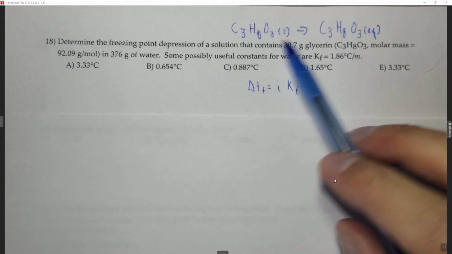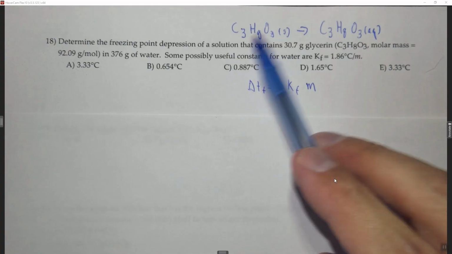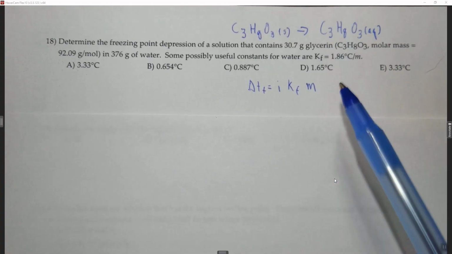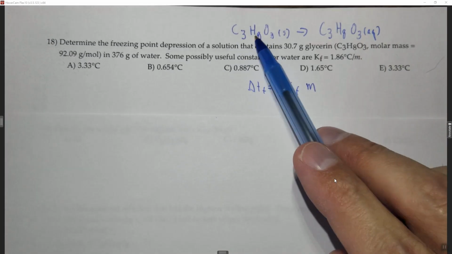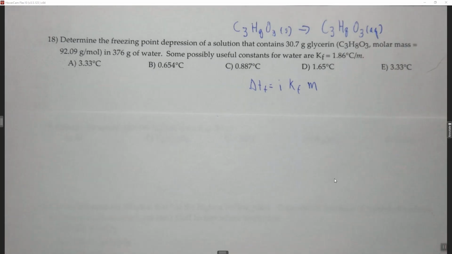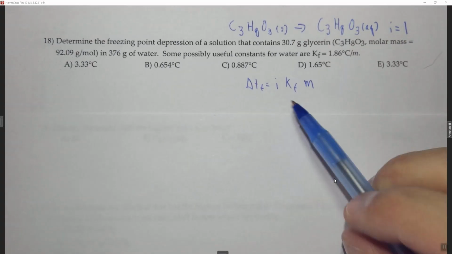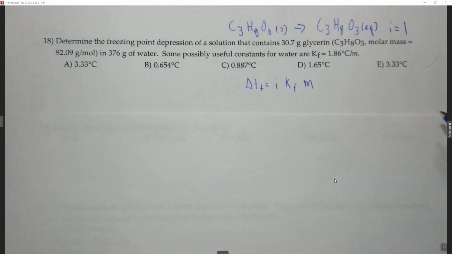So why doesn't it break up like an ionic compound would? Well, because it's covalent. Covalent compounds dissolve in water, but they don't dissociate like ionic compounds. How do we know this is covalent? It only contains nonmetals, C, H, and O, or said another way, it does not contain a metal. So we know that it's a covalent compound. So i equals 1. We found i. Kf, again, is given, so we don't do anything for that one.